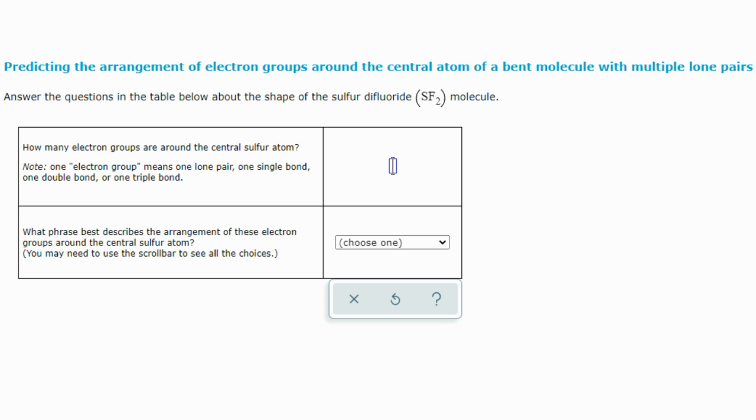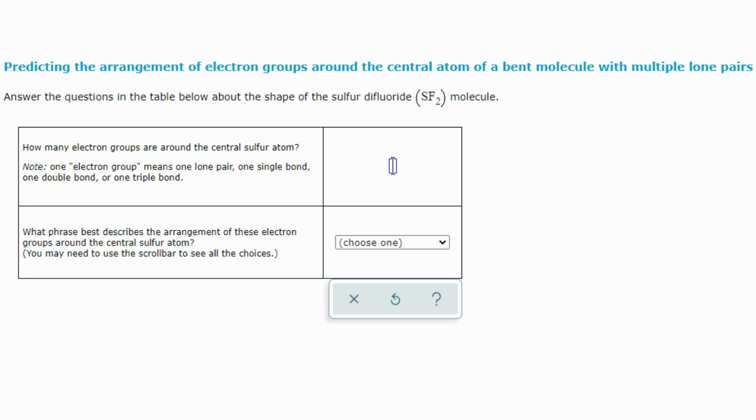So this is talking about the electron geometry. So you include all 4 groups. So this is going to be, we have 4 electron groups. The arrangement of the electron groups is going to be tetrahedral. Okay, questions on that? That was our most common type of question.